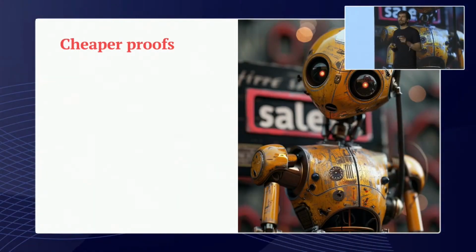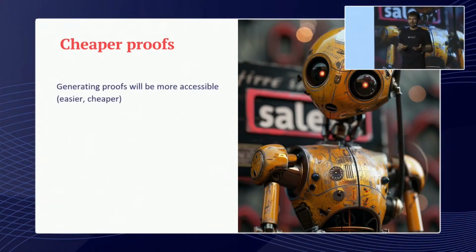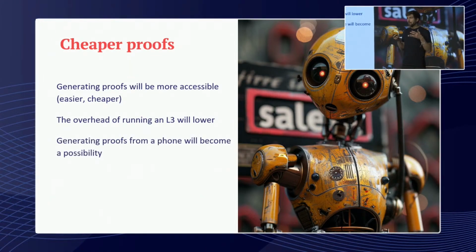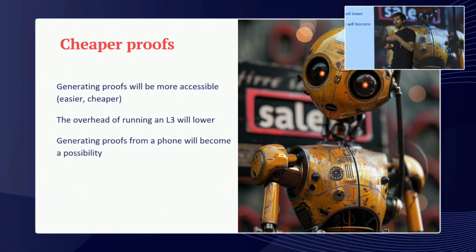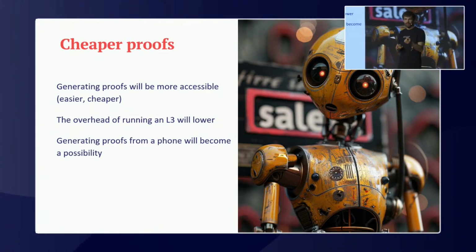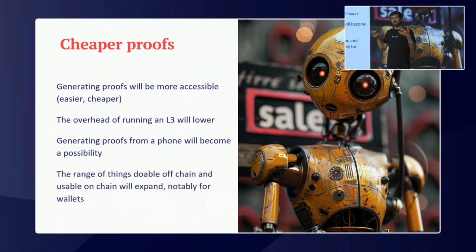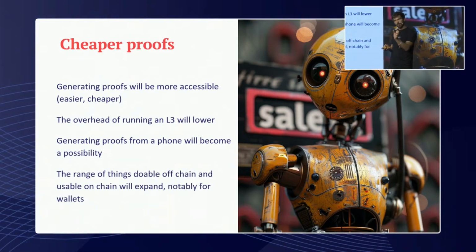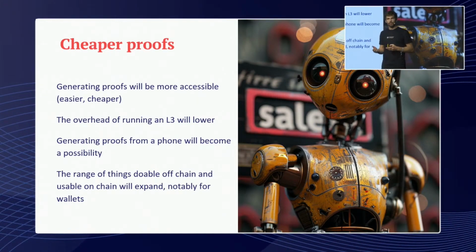But you also get cheaper proofs. Cheaper as in they're easier to compute. So you can do them on smaller devices. It will bring the cost of running your own L3 or your own L2 down because it will be cheaper for you to actually generate a proof. But also, it will open up the possibility to have client-side proving much more granular. It will open up the door to having users generate a lot more proofs than what they do now.